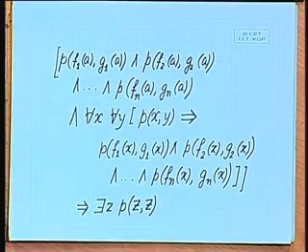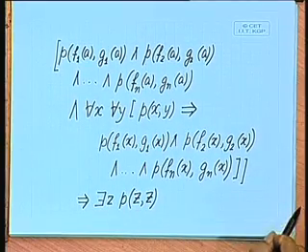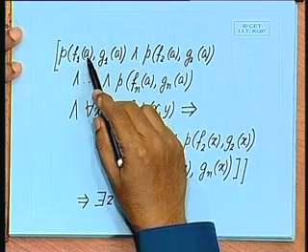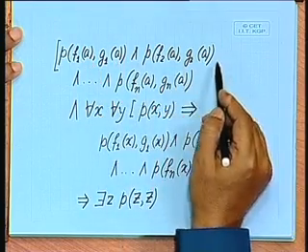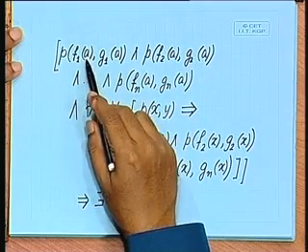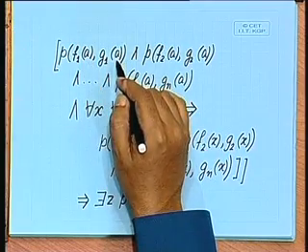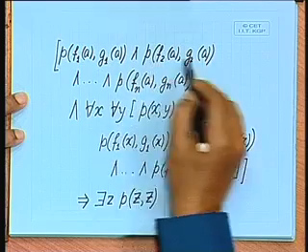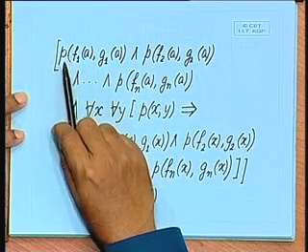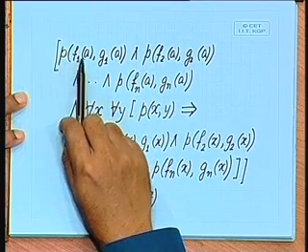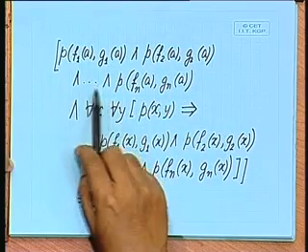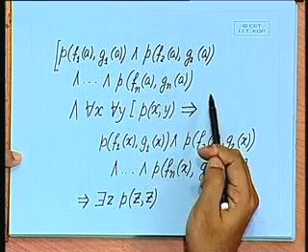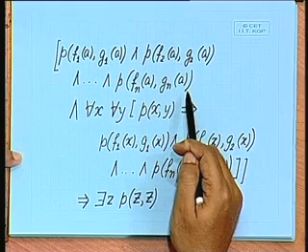Now, let us see what this says. It says that this is a starting point. We are given a value A. This A is a constant. Actually, I should have written it in capital letters. So, we are given that P of F1A G1A is true, P of F2A G2A is true, and so on, and P of FnA GnA is true, right.